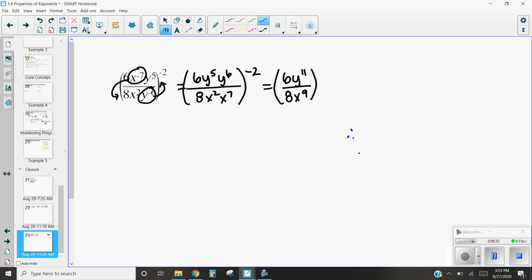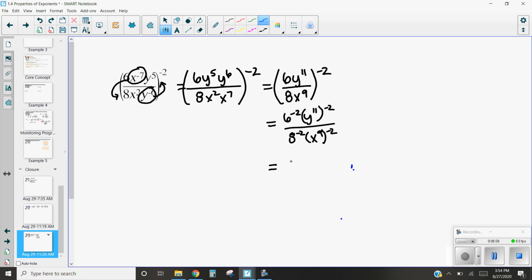Now that whole thing is going to go to the power of negative 2. Now because it's negative, we're going to have to apply that. So let's look here. I've got 6 to the negative 2, y to the 11th times negative 2 over 8 to the negative 2 times x to the 9th to the negative 2. Now notice how all of those are negative exponents there. Now those negative exponents tell us that we have to shift those to the other side. So really what's going to happen is this fraction that we have up above is going to flip.